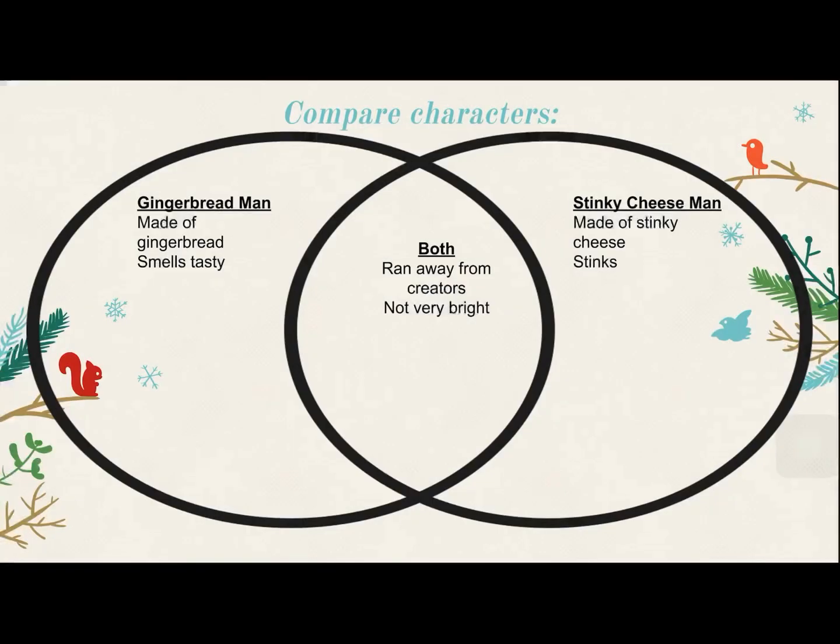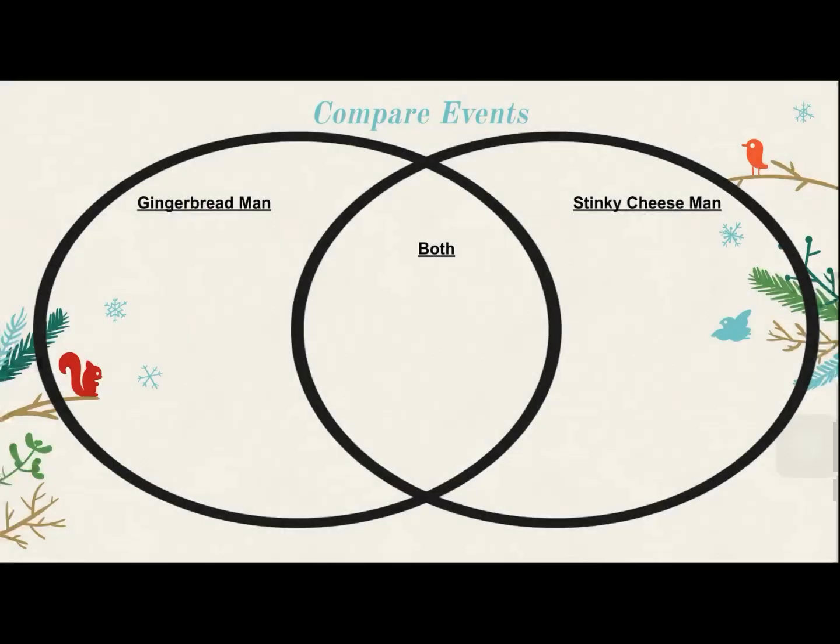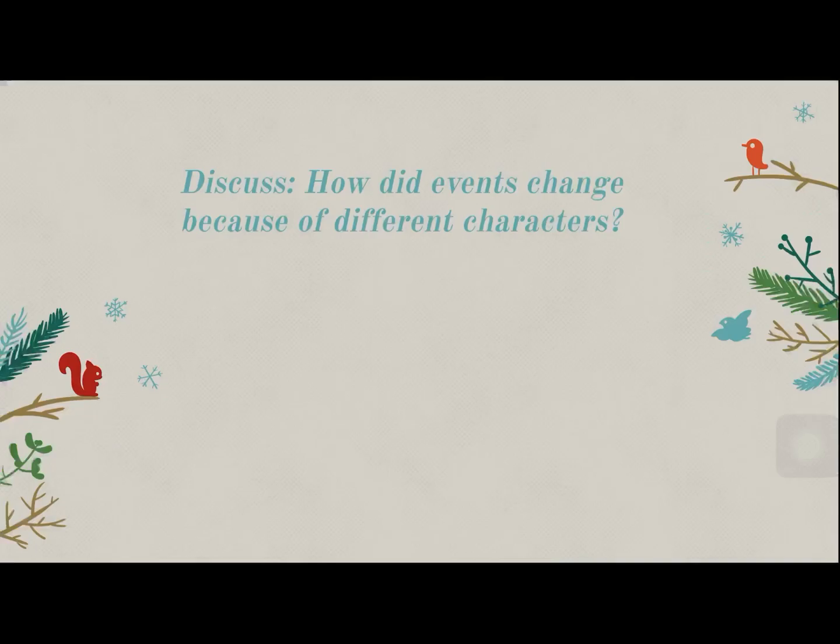But the similarities also cause similar things too. So they both ran away from their creators, and they're both not very bright. So they both end up doing a lot of running in the story, and they both end up dying at the end of their story because they're not that intelligent. So some similar things happen because the characters are similar. Not every change to a character is going to cause a different event.